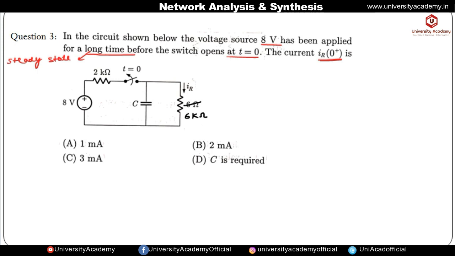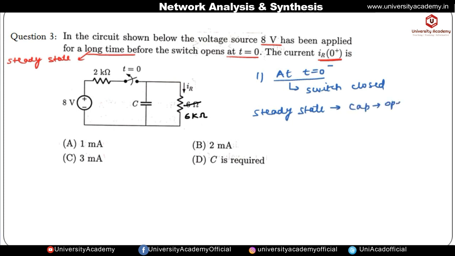First we will draw the circuit for t less than 0, that is at t equal to 0 negative. For t less than 0, our switch was initially closed and it opens at t equal to 0. So the switch is closed and the circuit is under the steady state. This circuit consists of a capacitor, and under the steady state the capacitor becomes an open circuit. So let us draw the circuit.